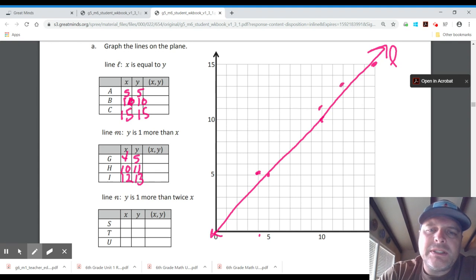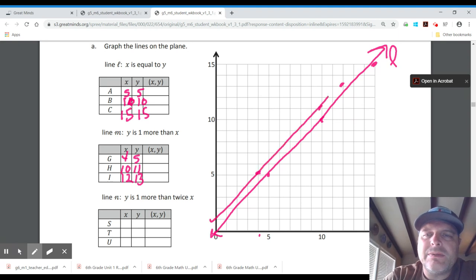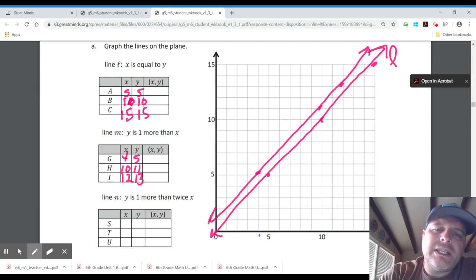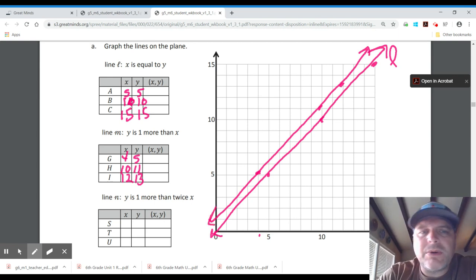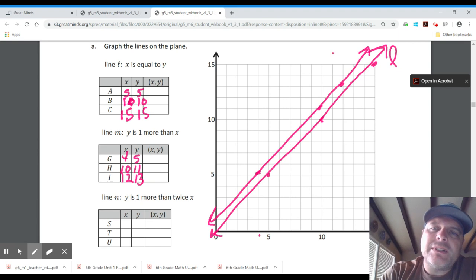Okay, and as you can see, this line is really close to the other line, except that it is right next to the other line. They go right next to each other, perfectly distanced apart. I would have to say that line M is parallel to line L.